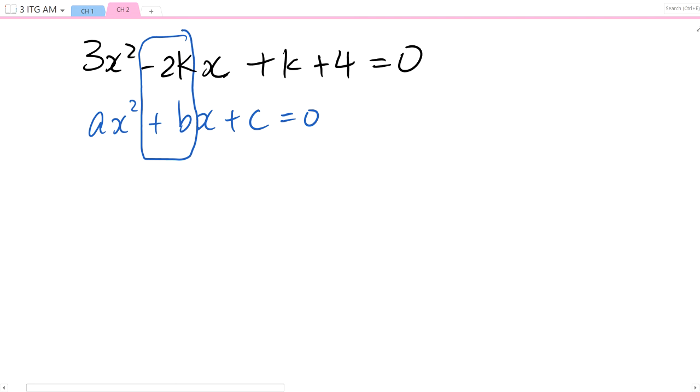Do we know the value of k? No. We don't know yet. Don't worry. What is the value of c? k plus 4. Yes, you must be able to do all this. Okay? Now, let's see what else they say.